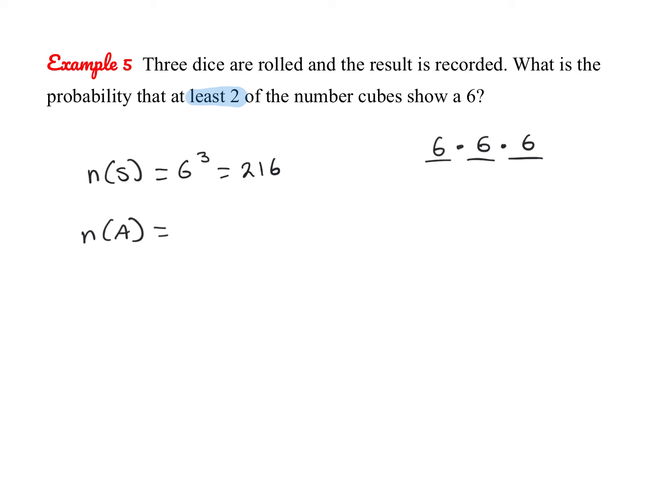I'm going to break it up into 2 parts. We have to describe the number of combinations for getting 2 6s and then add it to the number of combinations for rolling 3 6s. So when you're rolling 2 6s, again, you have 3 rolls and we're getting 2 6s. So we do 3 choose 2.